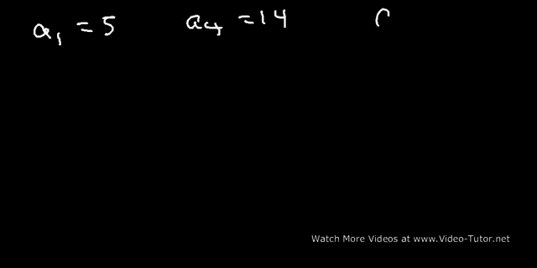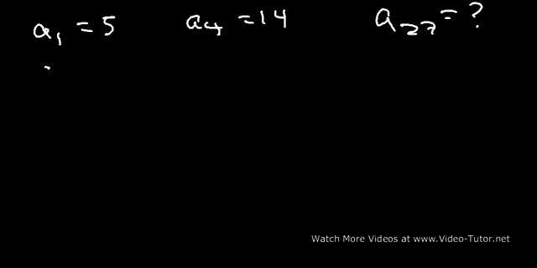But now, let's say you get a question that looks like this. Let's say the first term is 5 and the fourth term is 14. How can you find the 27th term? And let's say you're told that this is an arithmetic sequence. How would you figure this out? For this one, you have to know if it's arithmetic or geometric.